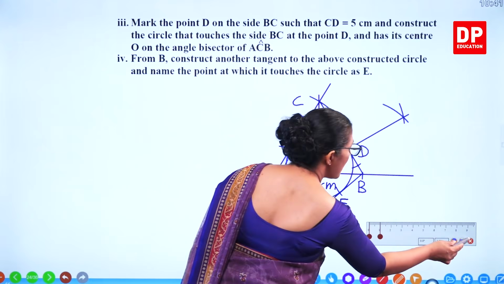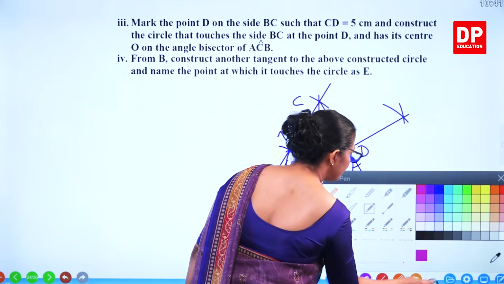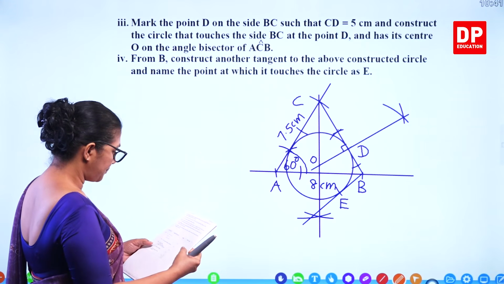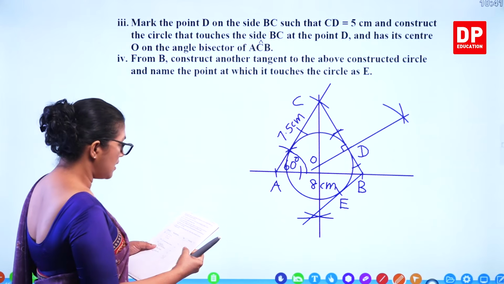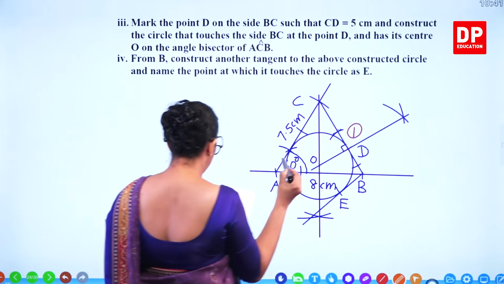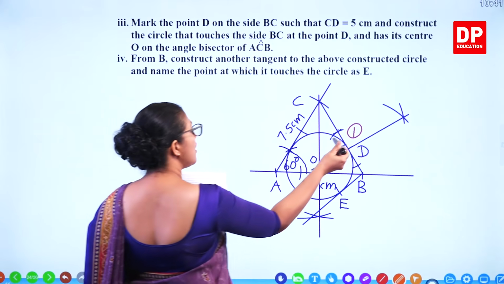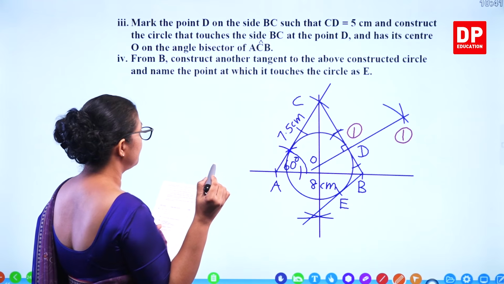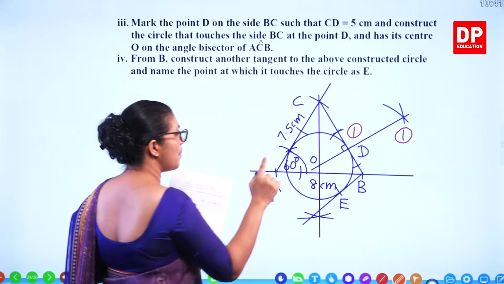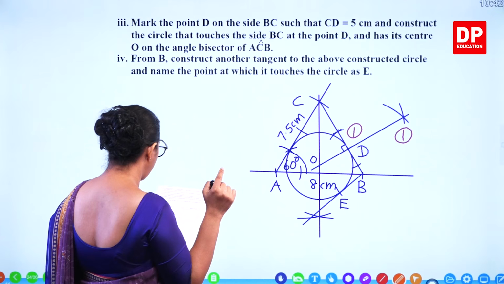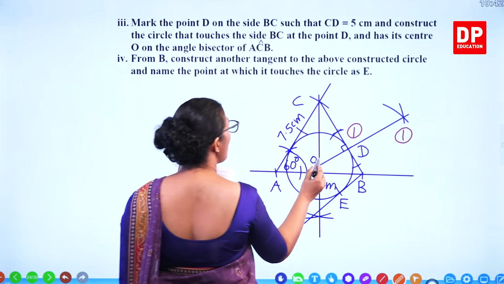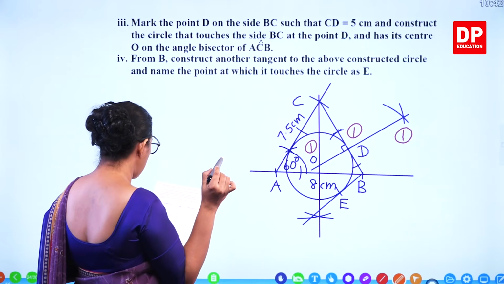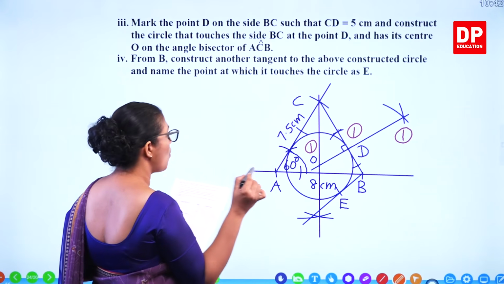So how many marks for that? According to the marking scheme, it says marking D, 1 mark. Perpendicular, not the perpendicular bisector, perpendicular at D, 1 mark. Marking O, 1 mark. And then BE, tangent, 1 mark.